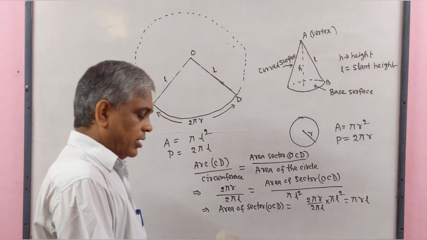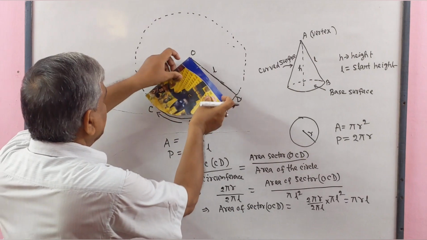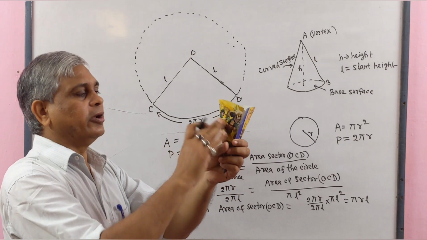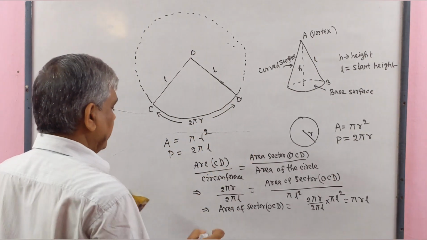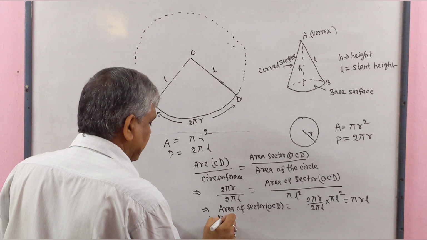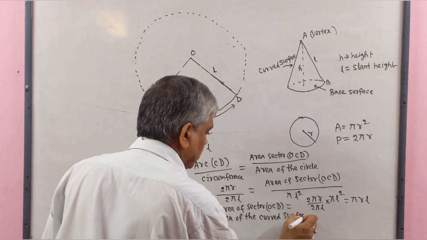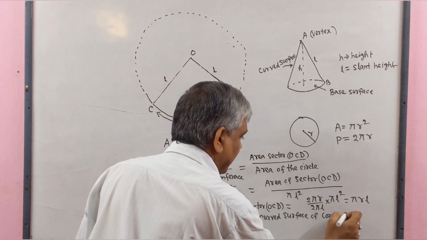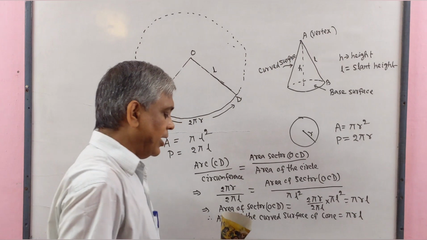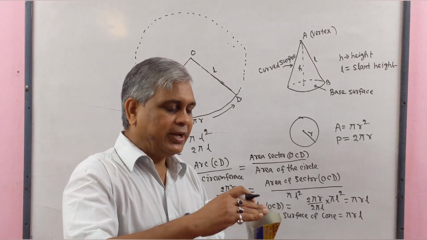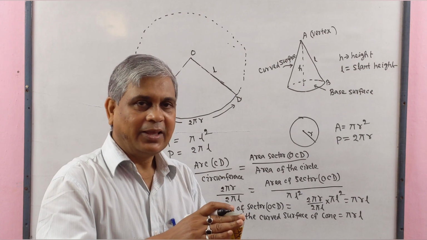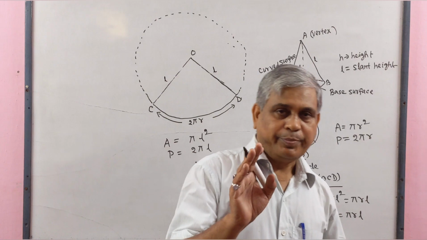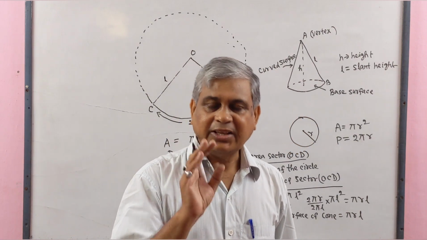Since this is the area of the sector, this area is the area of the curved surface of the cone. Therefore, area of the curved surface of cone equals pi r L, where small r is the radius of the base circle and L is the slant height of the cone. Perhaps you have understood this.